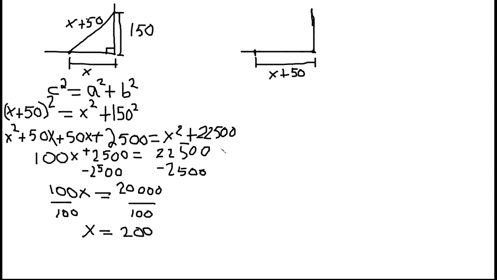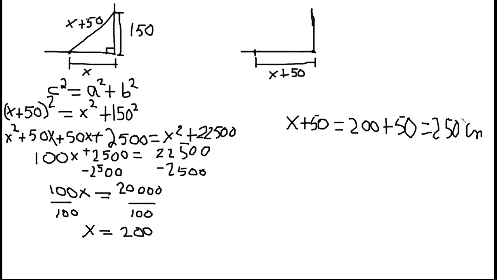So in this problem, we're trying to find the height of this man, and we know his height is equal to x plus 50, and we know that x is equal to 200, so 200 plus 50 is equal to 250 centimeters. So 250 centimeters is the height of this man.